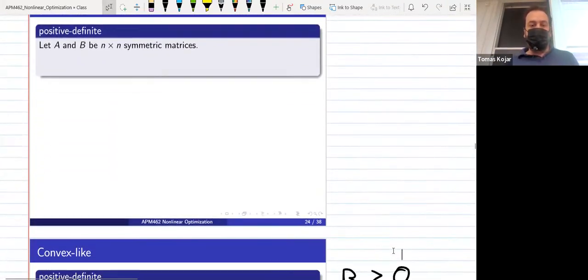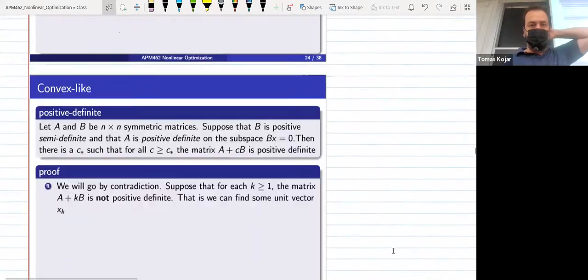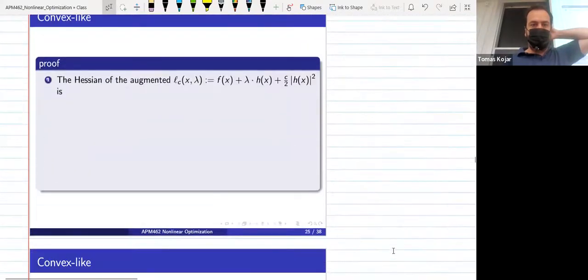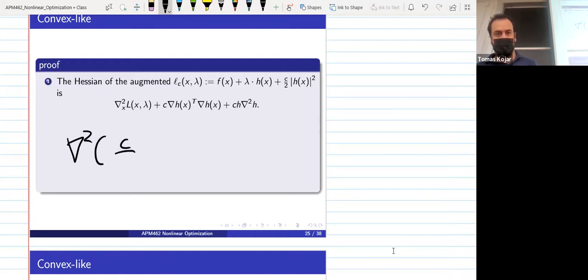All right, so here's what you need. Let me return. So you have the Hessian of the augmented Lagrangian, and so this is the Hessian, right? So I simply take twice nabla of this whole expression. So let me do this with you. So the double nabla of C over 2 h of x squared.